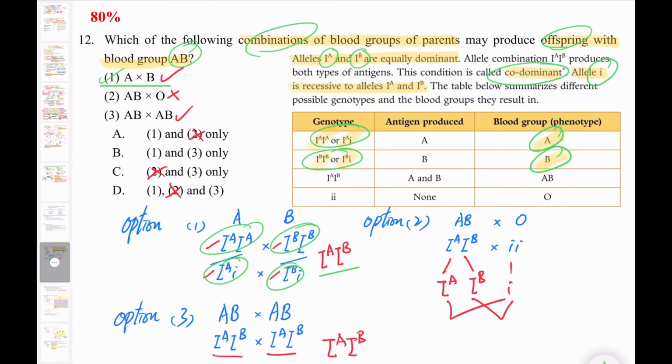Case 2 is wrong, because once we draw the genetic diagram, we can see that it is never possible to get I big A and I big B together. So option 2 is wrong, and that's why the answer is B. And for case 3, both of the parents have blood group AB, so of course it is really possible to produce an AB blood group offspring. So that's why the answer is B.